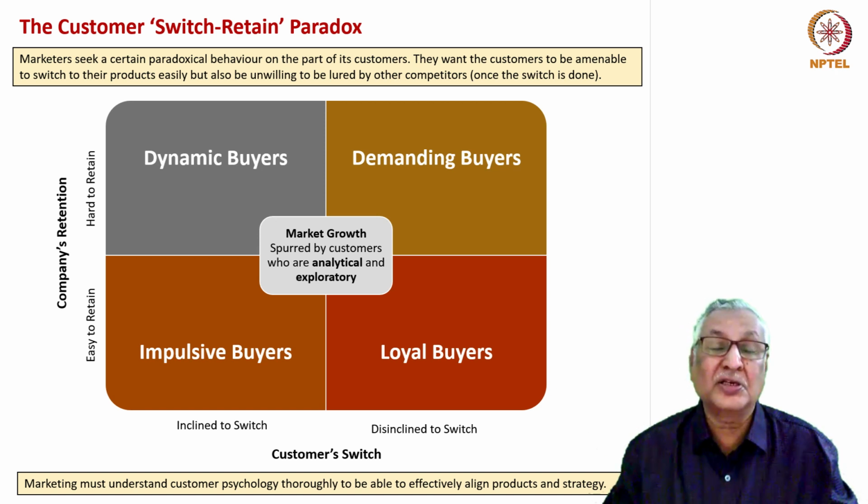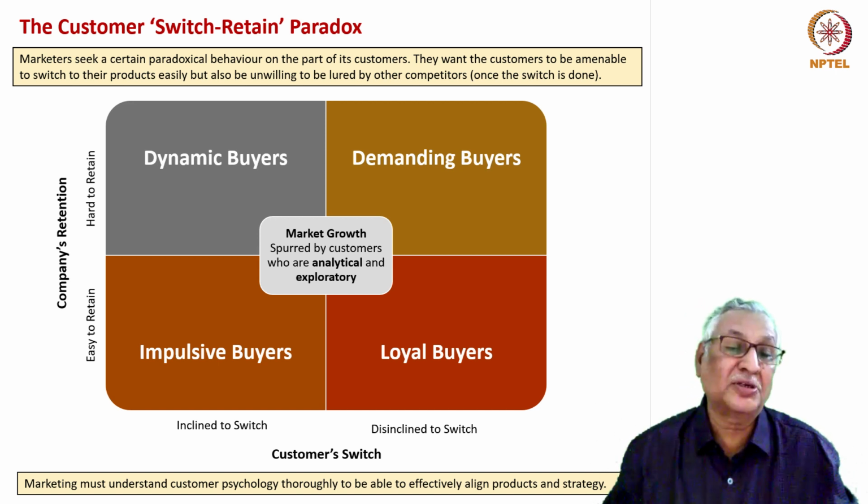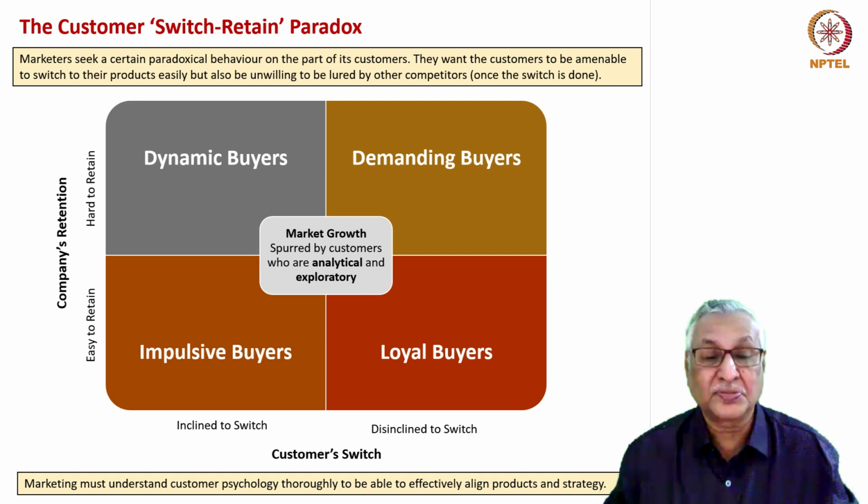But in reality, that doesn't occur because individuals have their own mindsets. You can influence individuals to a certain extent, but for all the reasons we discussed earlier, the demographic, behavioral, psychographic, geographic, economic, and other factors, buyers are heterogeneous. They have their own ways of looking at products and services as well as companies. So let's form a two-dimensional matrix. On one dimension, we have customers' switch. On the other dimension, we have company's retention.